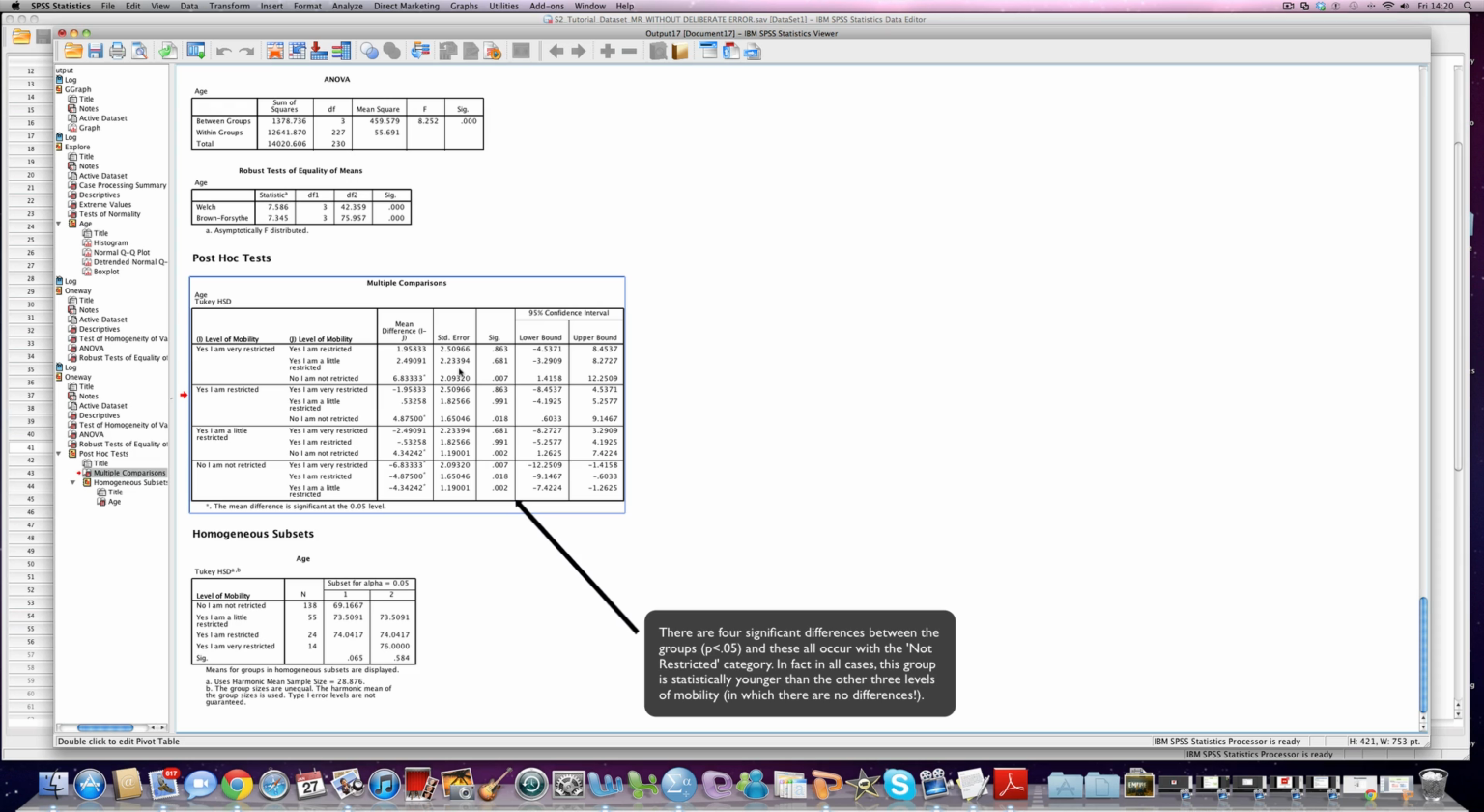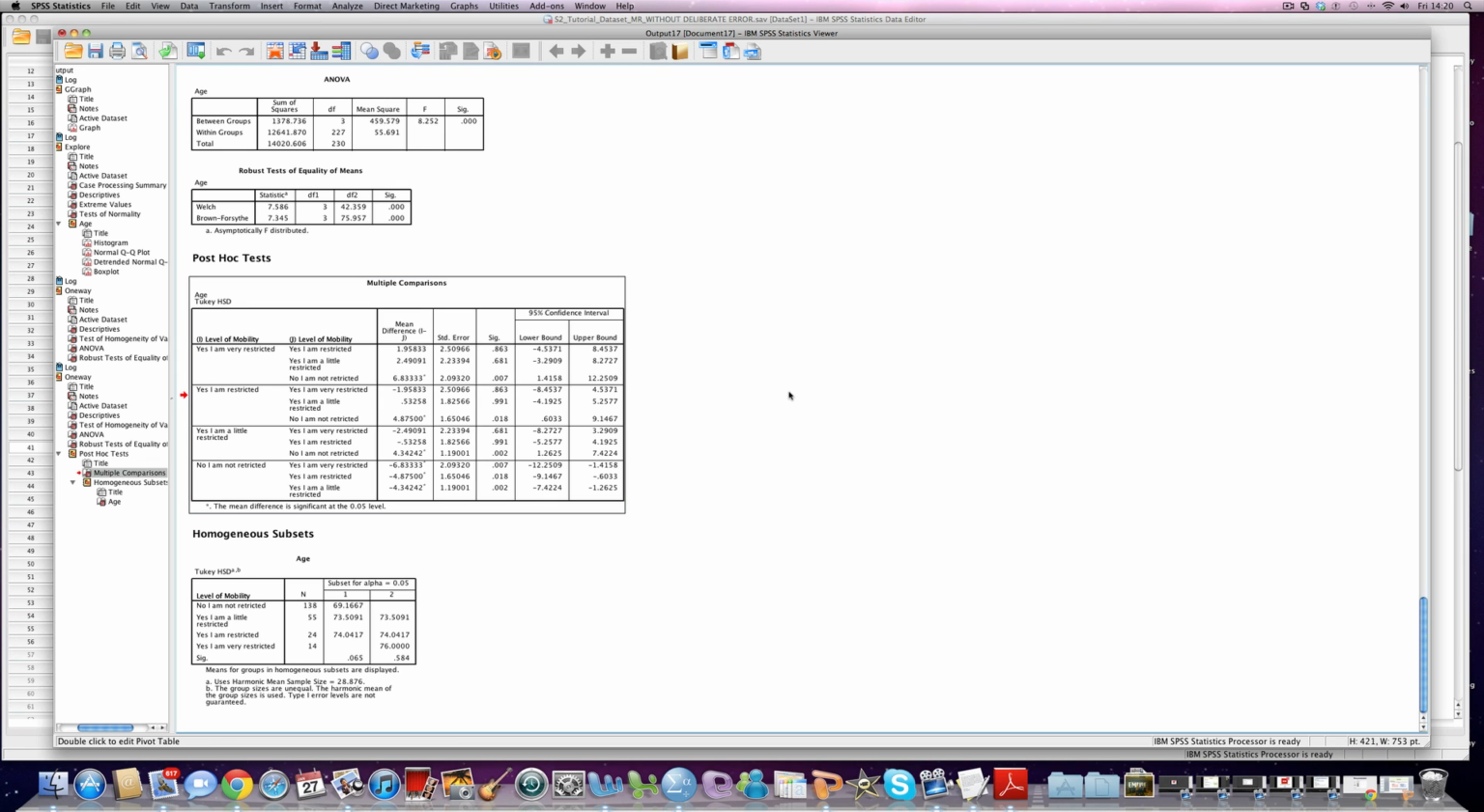Where we do see significant differences are these asterisked ones, because these highlight the significant relationships. So we know here that people who are yes, I'm very restricted and no, I'm not restricted tend to have 6.8 years between them, which is deemed to be a significant difference. And actually, in general, people who are not restricted or claim not to be restricted are deemed to be significantly younger than all of the other groups.